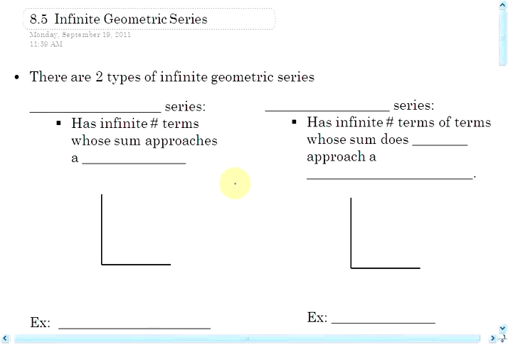Today we're going to be looking at 8.5, which is infinite geometric series. There are two different types of infinite geometric series. The first one is what is called a convergent series, and the second is a divergent series. So what we're going to do is look at these two series.